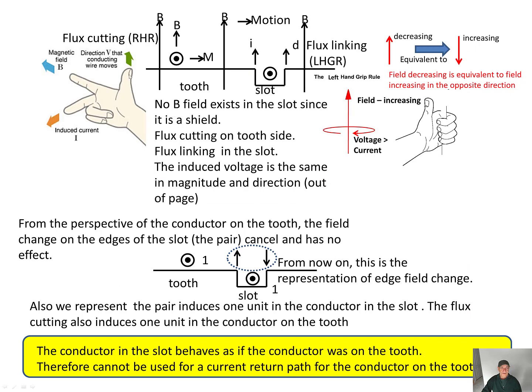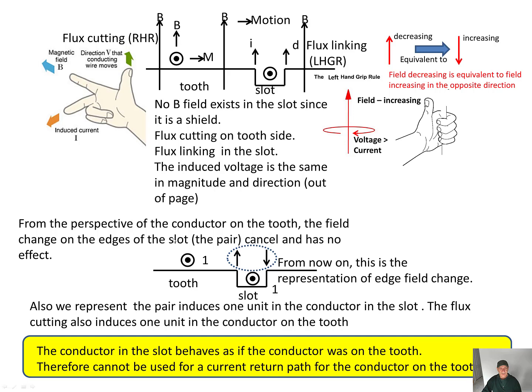So again, for flux cutting, you use the right hand rule. This is a refresher, a reminder of how I apply it. And for flux linkage, we use the left hand grip rule. This is how it's applied. No B field exists in the slot, since it is a shield, but there is flux cutting on the two sides, and flux linking in the slot. The voltage induced is the same in magnitude and direction, out of the page. So having a small slot and a tooth, they both induce a voltage in the same direction and the same magnitude.